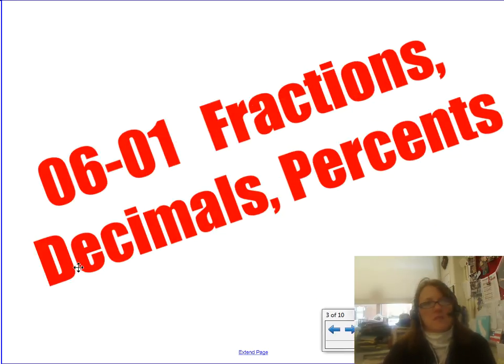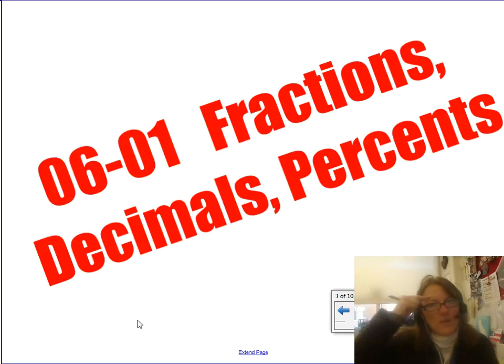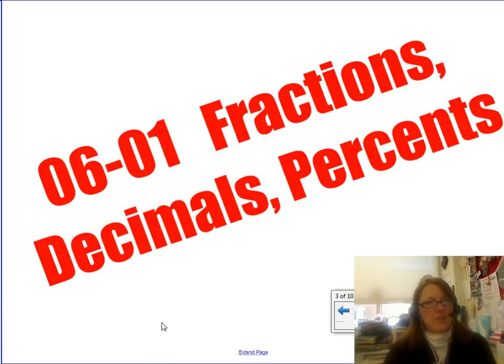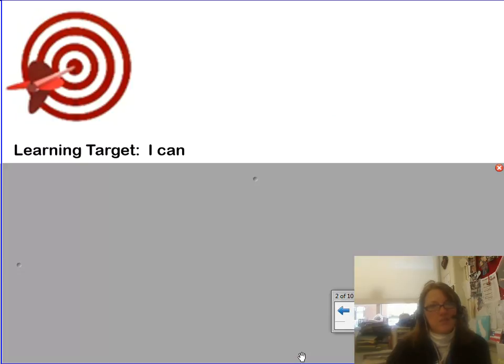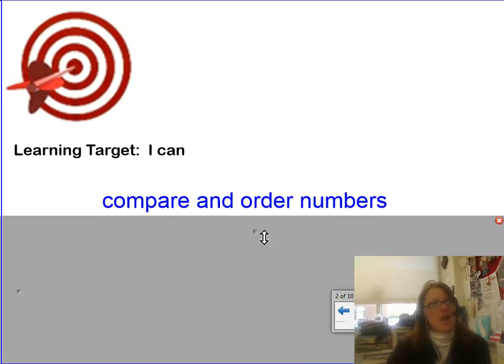Chapter 6, Section 1. Fractions and decimals and percent. So today we're going to clear the cobwebs, make sure we've got everything just kind of right there. We're remembering how to work with fractions and decimals as percents as ways to represent numbers, do some comparing and ordering. So in fact, today's learning target is all about this. I can compare and order numbers.